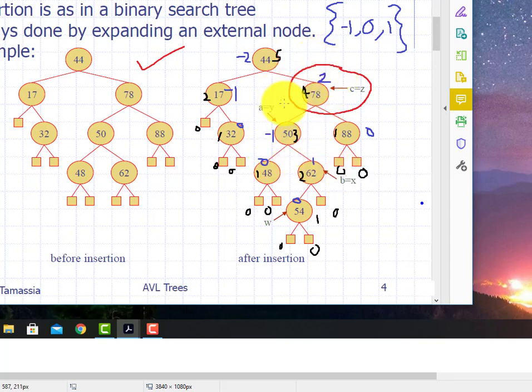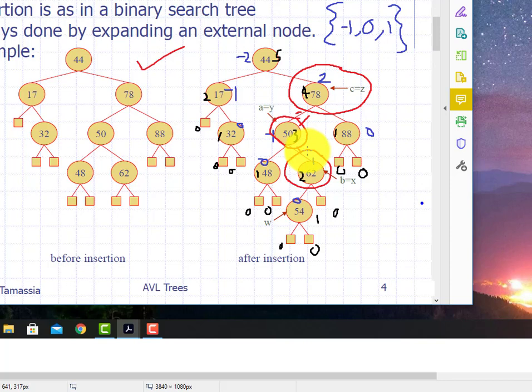So we see that the height factor is violated at 78. What we do then is we pick the largest height of the two children, which is here 50. So I'm going to make a circle around 50 to indicate that. Then I pick the largest height between 50's two children. And that, according to this, well, the height here is 1, the height here is 2. So I'm going to pick 62. So I found here a pattern.